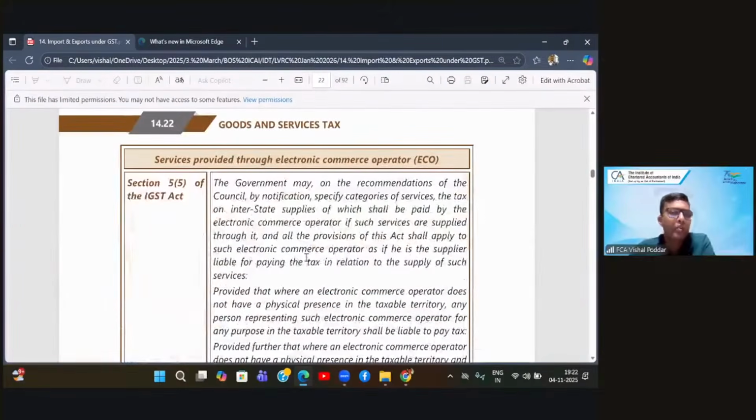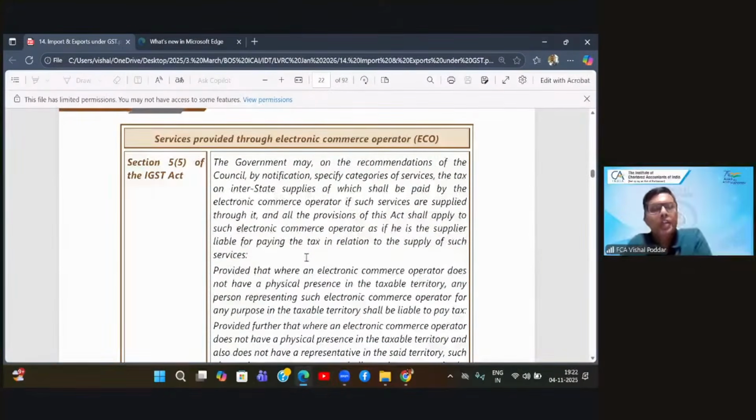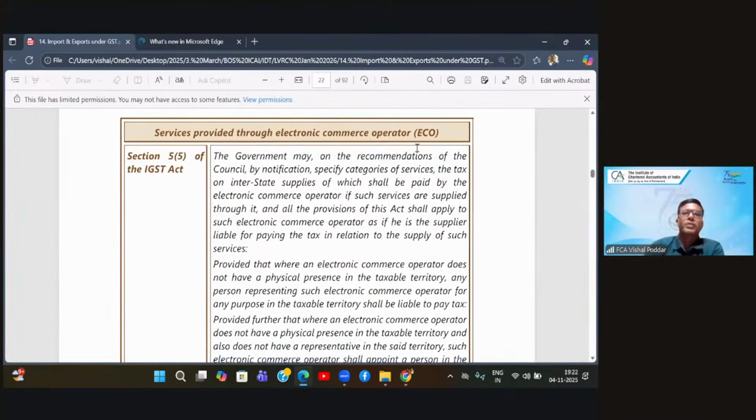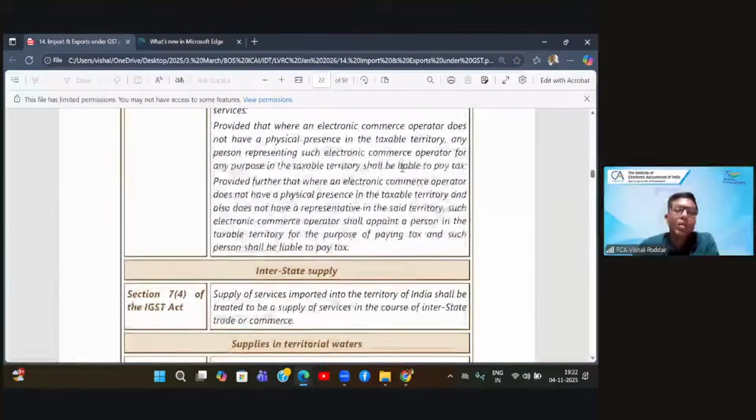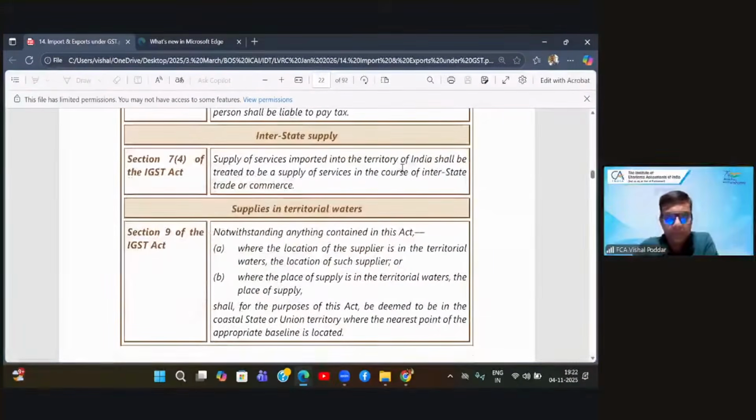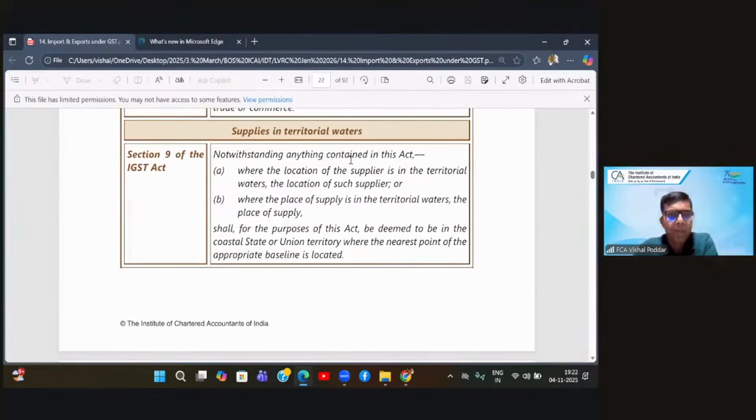Now, why this notification? We have a list of RCM under which import of service is covered. Alongside this, we have section 5(5) of the IGST Act, which says that again for certain specified categories of services, the tax will be paid by the electronic commerce operator. 7(4) says that supply of service which is imported will always be considered as interstate supply.